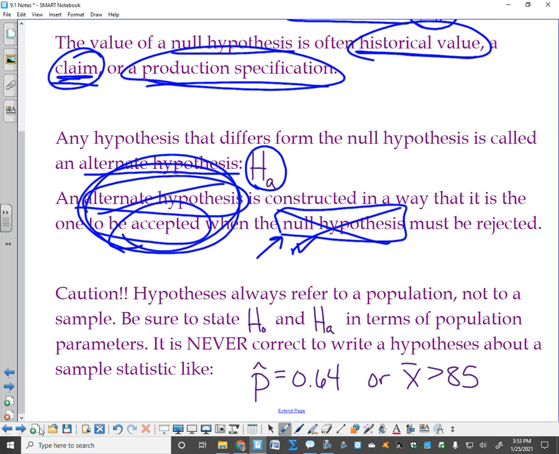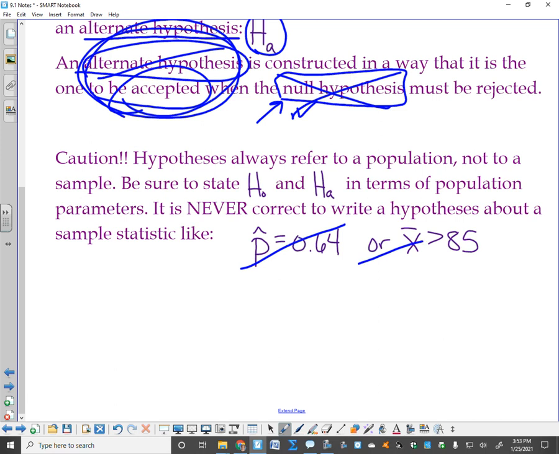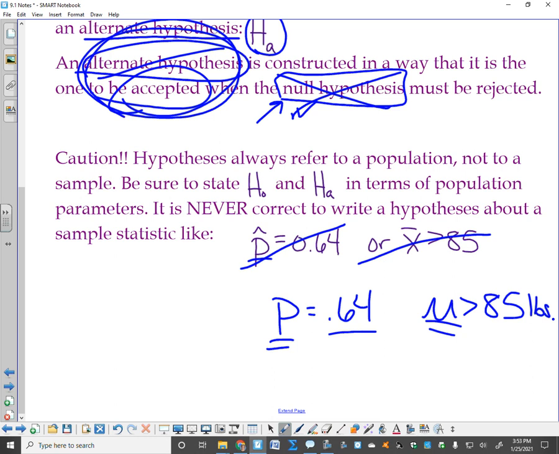So this will never happen. But you can talk about mu, the mothership, and this would have some sort of units. We'll call it pounds. This is a proportion. So those would be good for a null or an alternate hypothesis, or these parameters. But you'll never have statistics in a null or an alternate hypothesis.